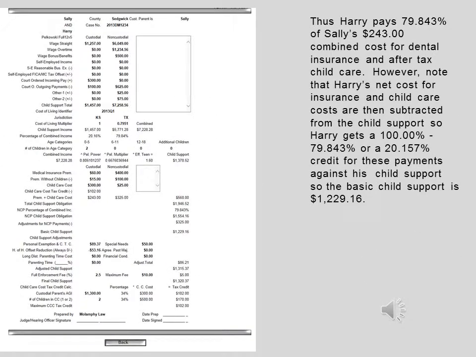Thus, Harry pays 79.843% of Sally's $243 combined cost for dental insurance and after-tax child care. However, note that Harry's net cost for insurance and child care costs are then subtracted from the child support, so Harry gets a 100% minus 79.843%, or a 20.157% credit for these payments against his child support. So the basic child support is $1,229.16.